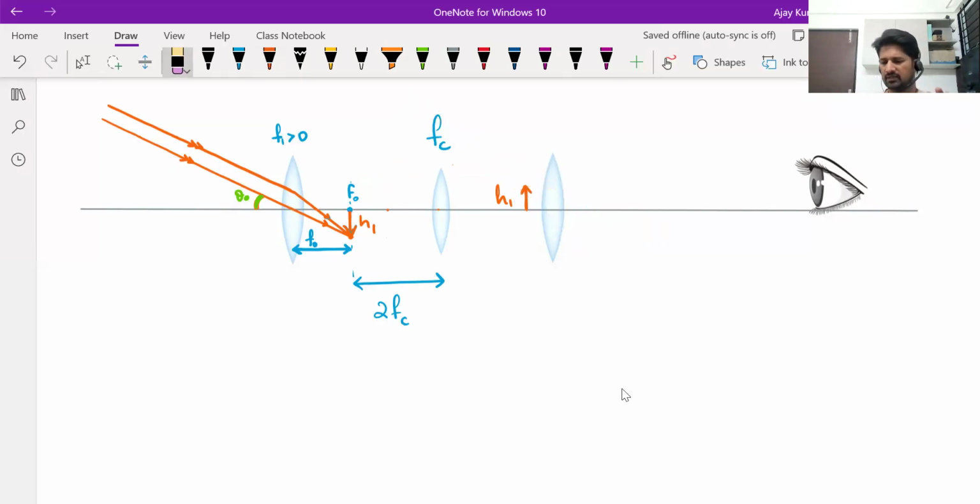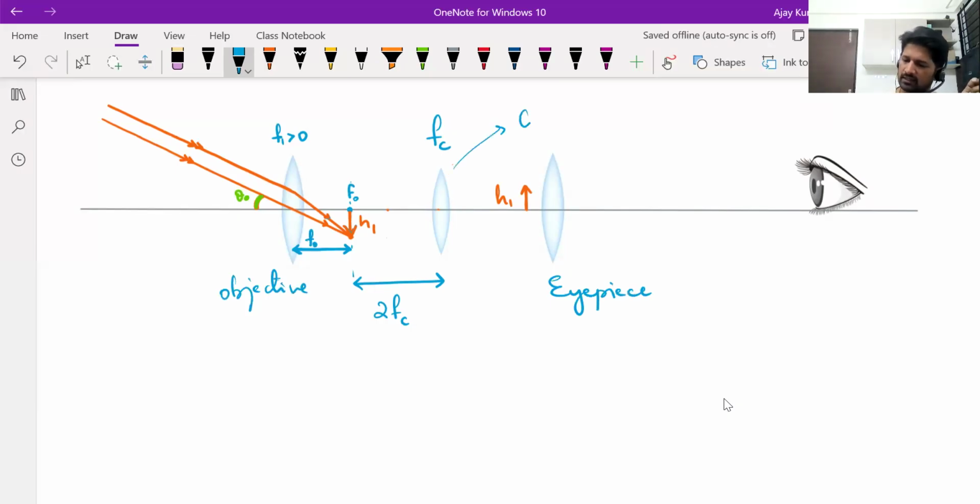Okay, so the magnification after this is as usual. So you will have objective lens. Eyepiece lens will also be there. In between, you have an extra lens called the correcting lens.